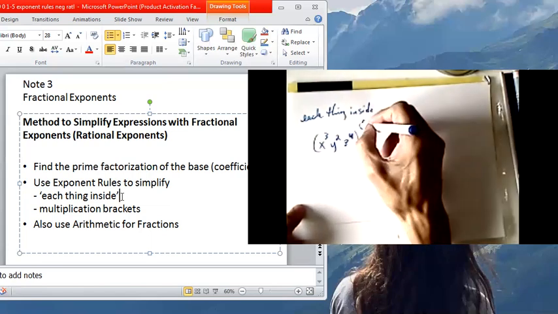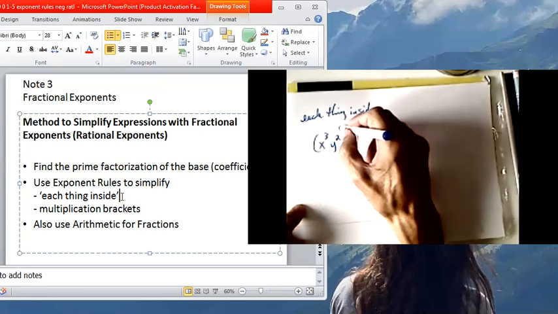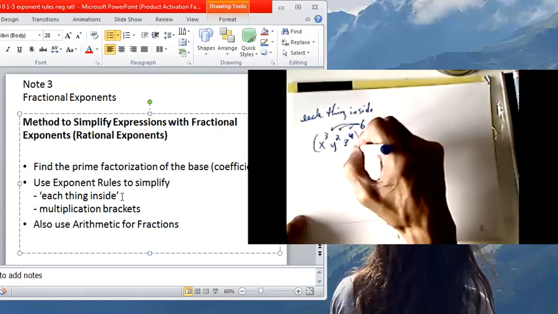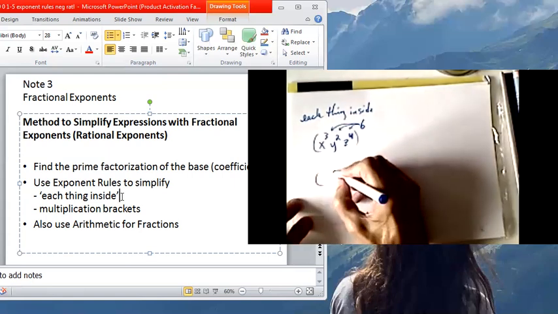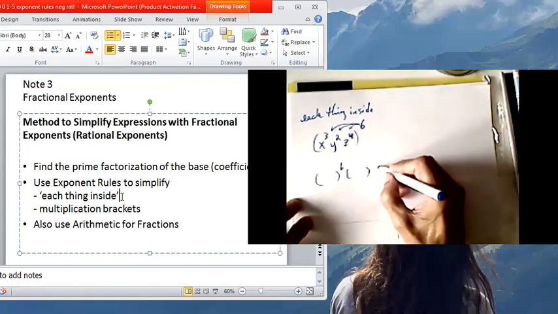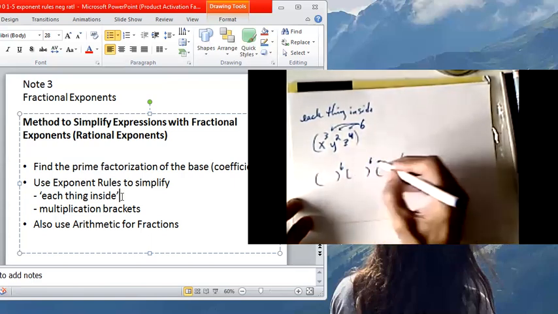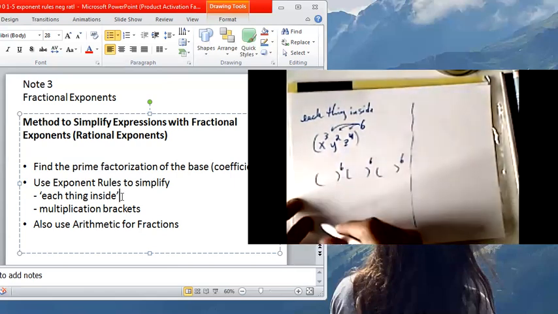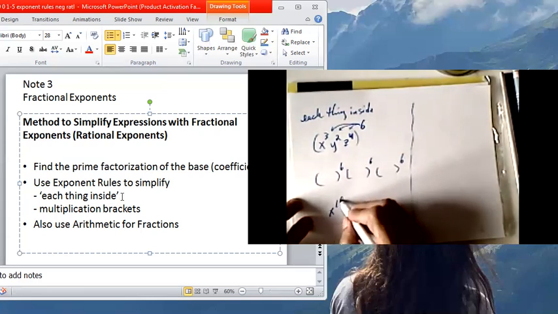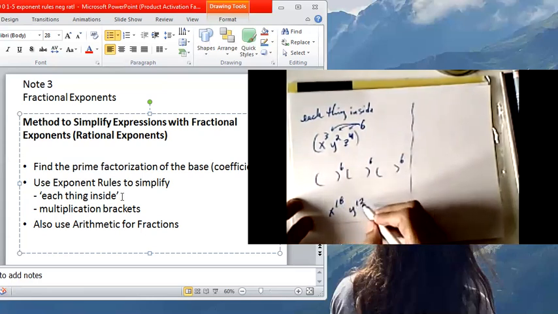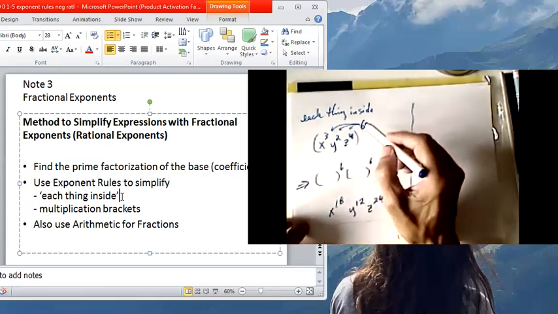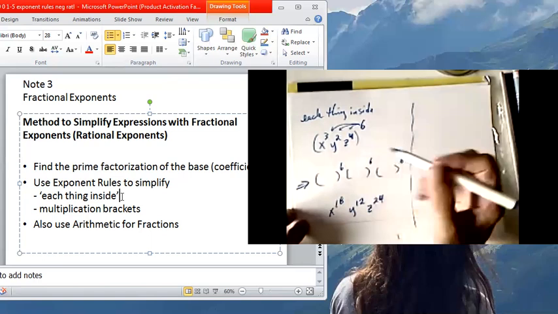Each thing inside, this 6 goes to each thing on the inside. This is a rule, one of the rules that's going to be important with this. All right, each thing, one for the x, one for the y, one for the z, each thing gets that 6. And if you want to work this out, final answer just for fun, x^18, y^12, z^24. Yeah, but this is kind of extra. The focus is the fact that this exponent goes on each thing. We're going to use that.